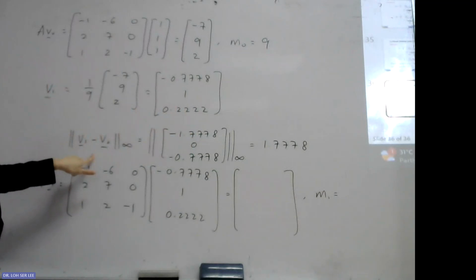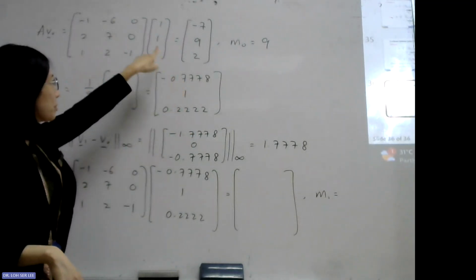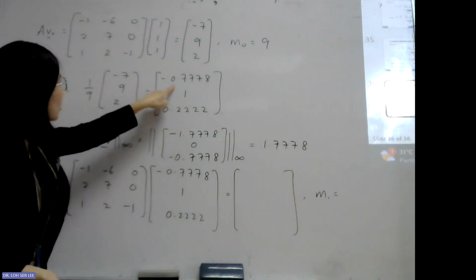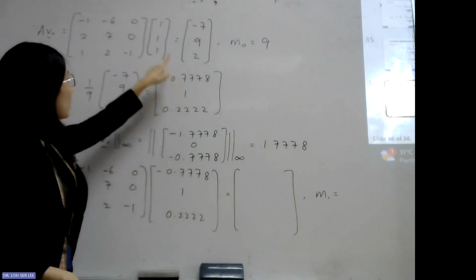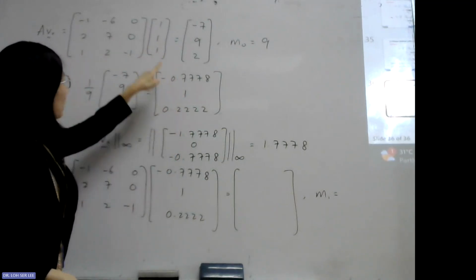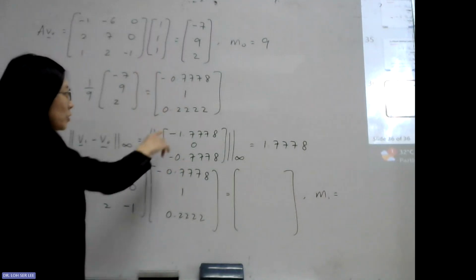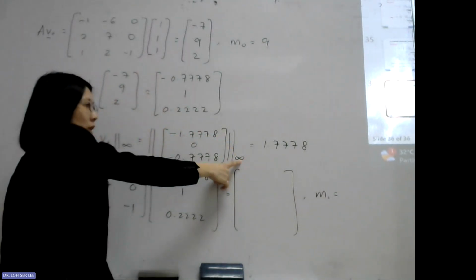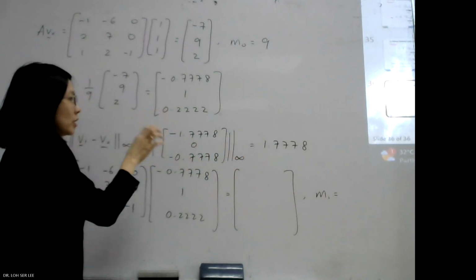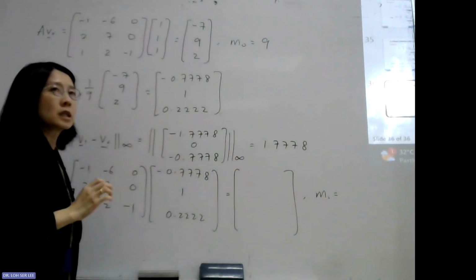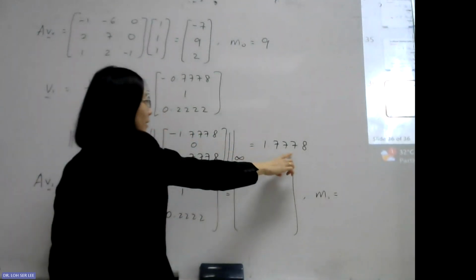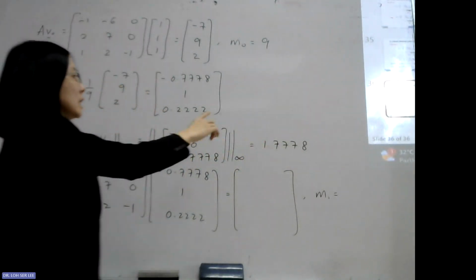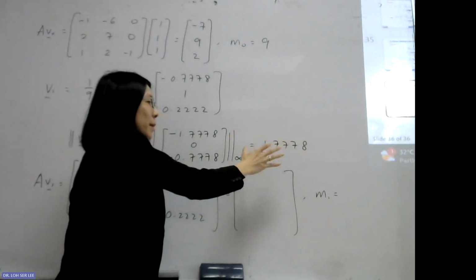Then for the error, use the latest V1 minus the previous V0. Okay, so then you get this. This one minus one, you get this. This one minus one, you get this. This one minus one, you get this. When you get the vector, we find the infinity norm. Infinity norm means the largest magnitude from the entries. This will always be positive because we just show the magnitude.